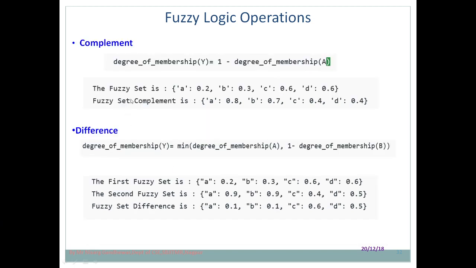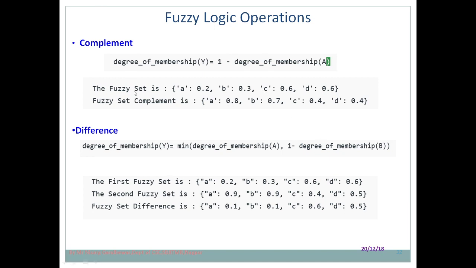Now the next operation is a complement operation. So in case of a complement operation, you can use this formula: degree of membership of Y equals 1 minus degree of membership of A. That means in this case, whatever the set that is given to you, you need to subtract each element from 1.